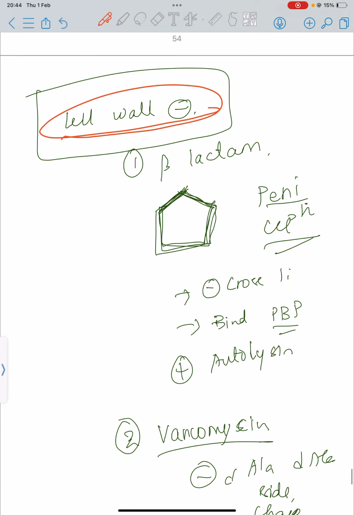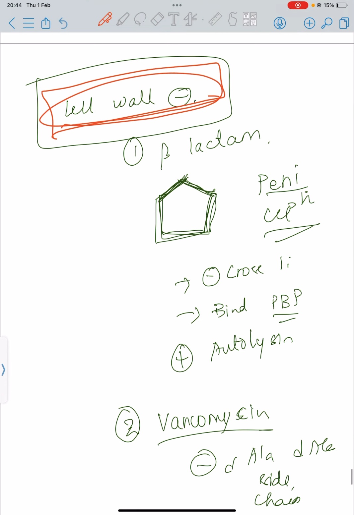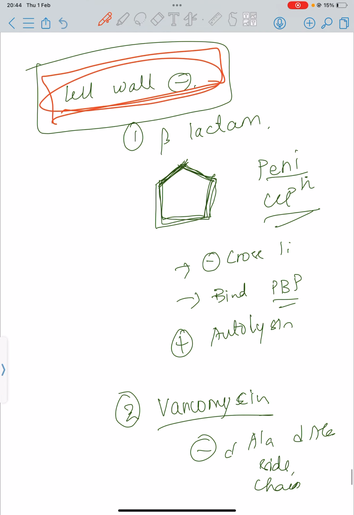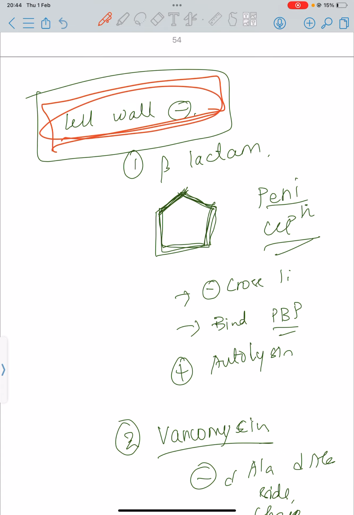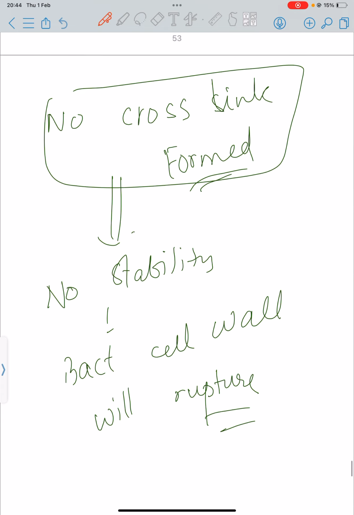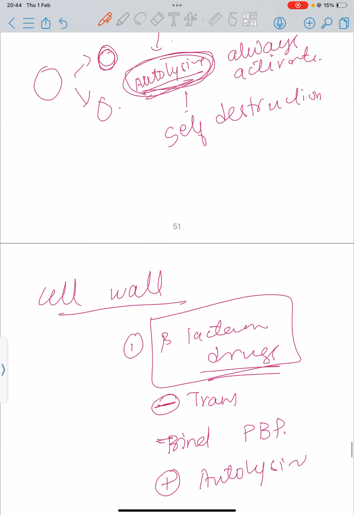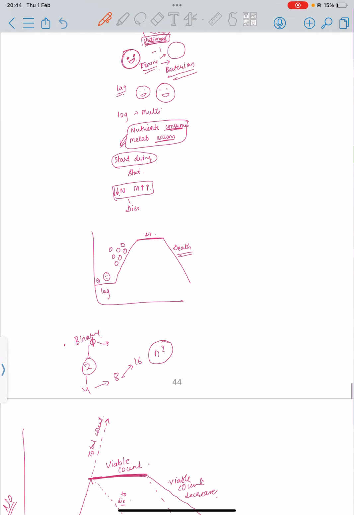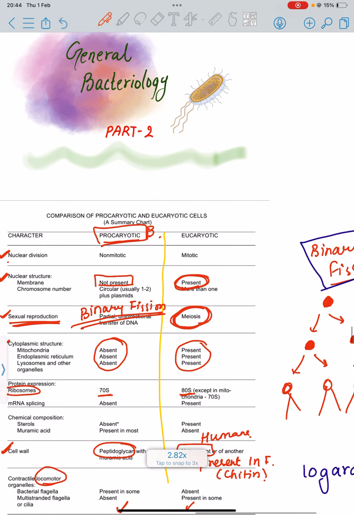For now, just remember about cell wall synthesis inhibitors because they are very important. There is a lot of resistance to beta lactam drugs. Okay, so today we studied a lot. I hope I'll be able to cover other topics in subsequent lectures.